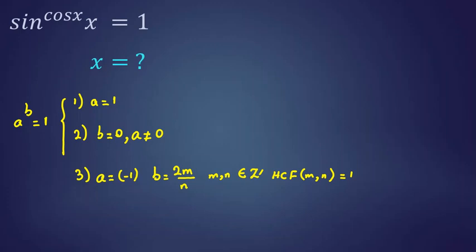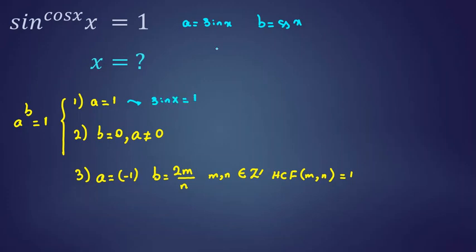Let's consider the first case. A is 1. Here in this problem, A is sine x, and the power B is cosine x. In this case, the base is 1, so we should analyze when sine x is 1.